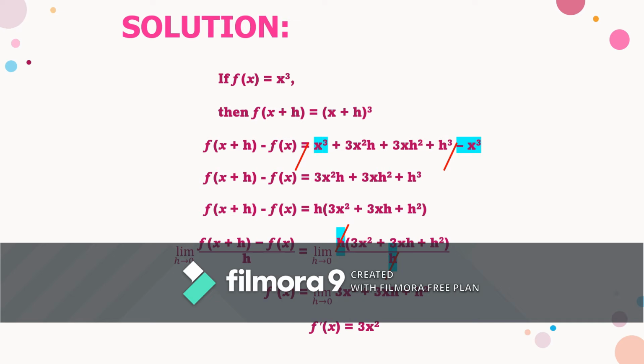So to find the limit of this expression as h approaches 0, sa lahat ng may h ay 0 ang value. So yung 3xh plus h squared, 0 na yan. So we have now 3x squared. 3x squared now here is the value of the derivative.